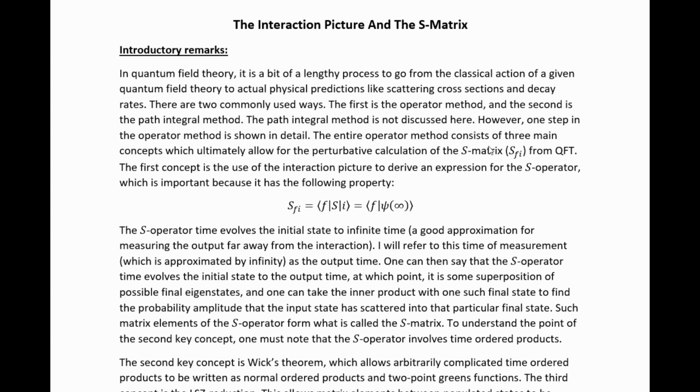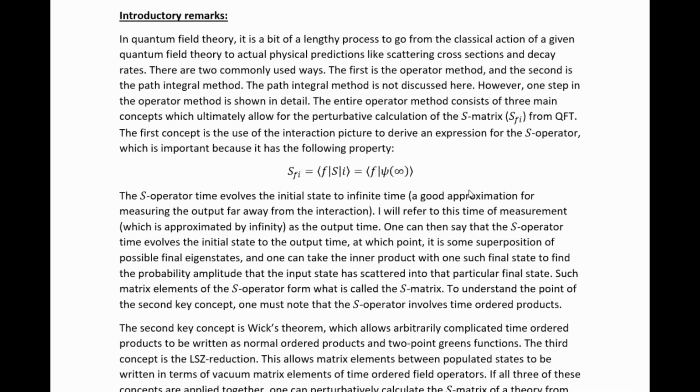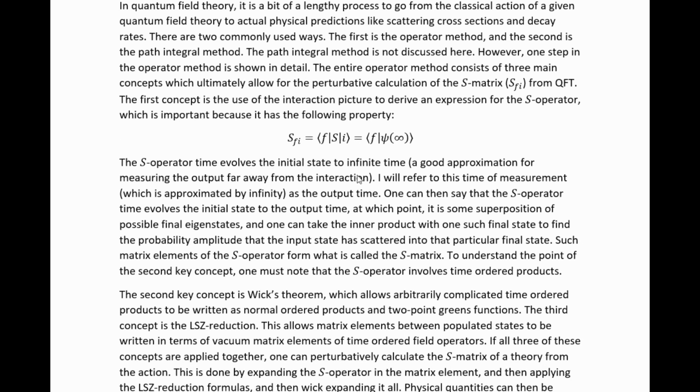The entire operator method consists of three main concepts which ultimately allow for the perturbative calculation of the S matrix from quantum field theory. The first concept is the use of the interaction picture to derive an expression for the S operator, which is important because it has the following property given by this equation. The S operator time evolves the initial state to infinite time, a good approximation for measuring the output far away from the interaction. I will refer to this time of measurement, which is approximated by infinity, as the output time.